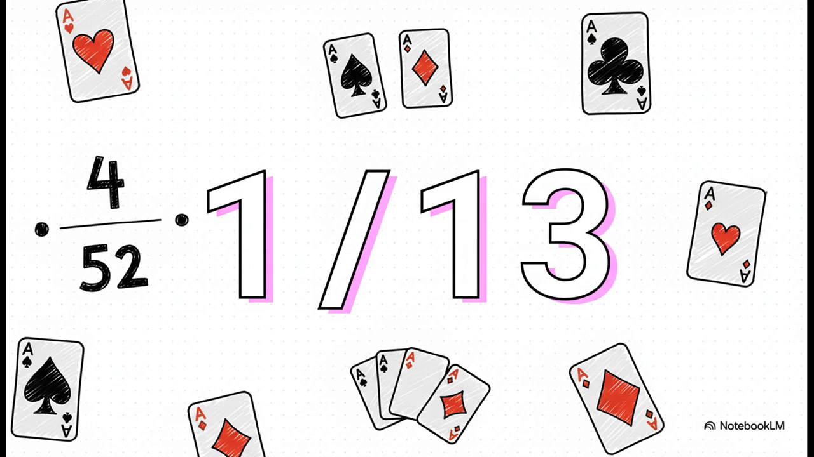How many aces are in a deck of cards? One of hearts, one of diamonds, one of spades, one of clubs. That's 4 aces. So our favorable outcomes is 4. And step 2, total. How many cards are in the whole deck? We just learned it, 52. So the probability is just 4 divided by 52, which, if we simplify it, comes down to 1 by 13.